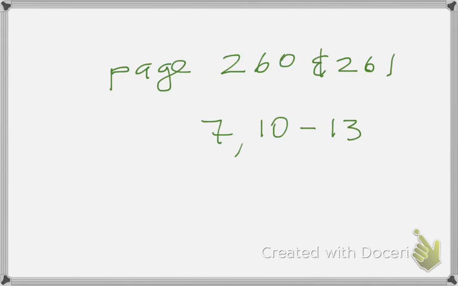All right, so that was triangle similarity criteria. You can find a little practice for that on page 260 and 261. Problems number 7 and 10 through 13 would be good ones to practice on that.